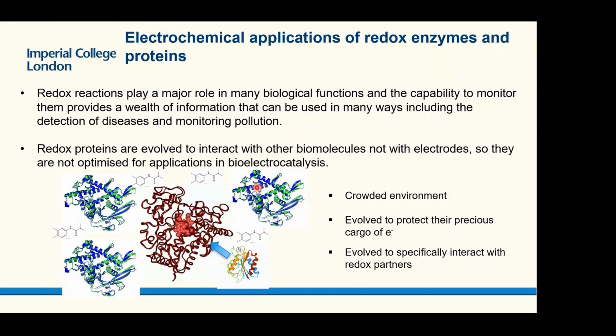So if we want to explore electrochemically redox proteins and redox enzymes, the first hurdle that we need to tackle is the fact that these proteins have evolved to interact with other biomolecules and not with electrode surfaces. So you have to construct the interface between the protein and the electrode surface to try to mimic as much as possible the interactions that this protein has with other proteins, for example, with the redox partner.